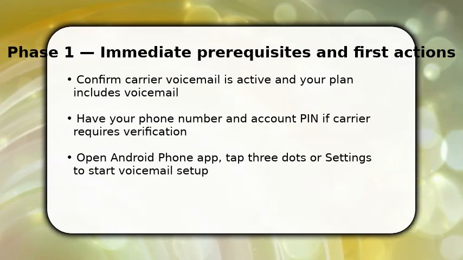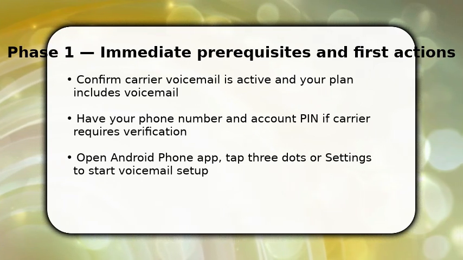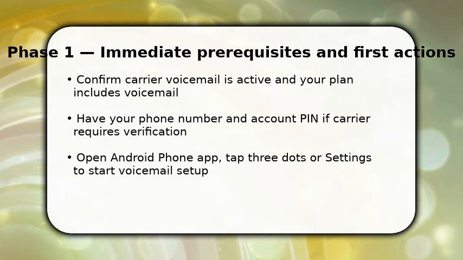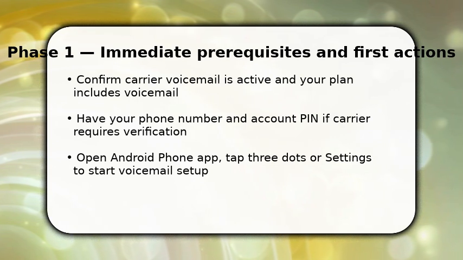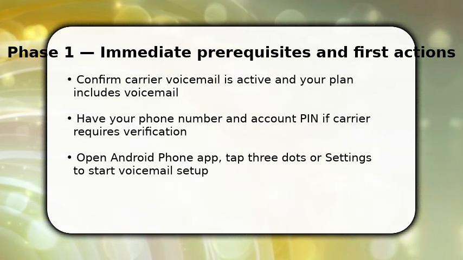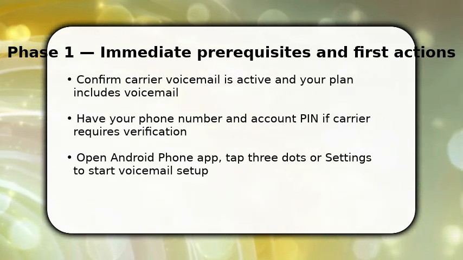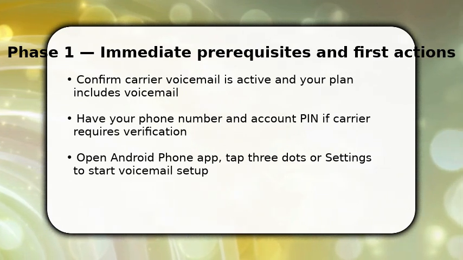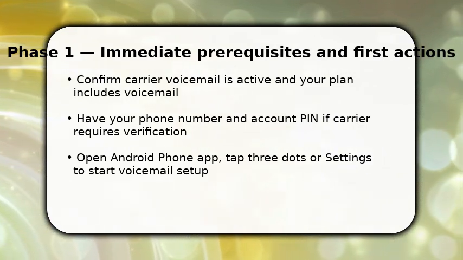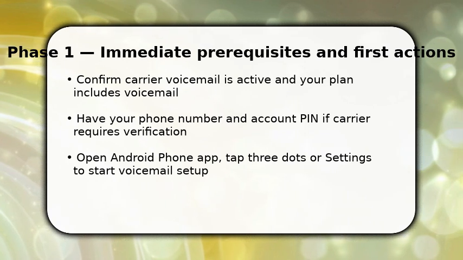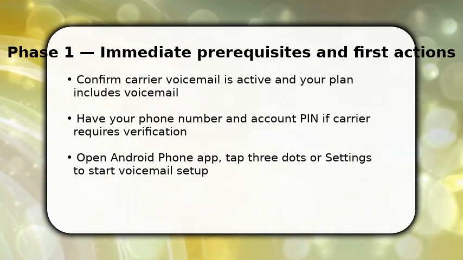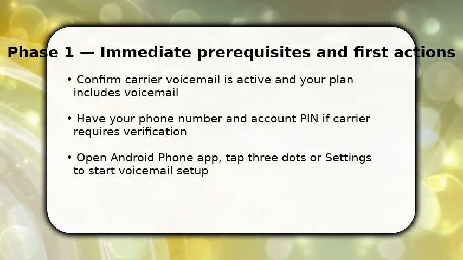You start by verifying your carrier voicemail is active. This matters because Android uses carrier service for basic voicemail. Once confirmed, make sure you know your phone number and any account PIN. Carriers often require it. Now open the phone app and tap the menu or settings. This is where Android links to voicemail settings. You do this first to avoid dead ends.